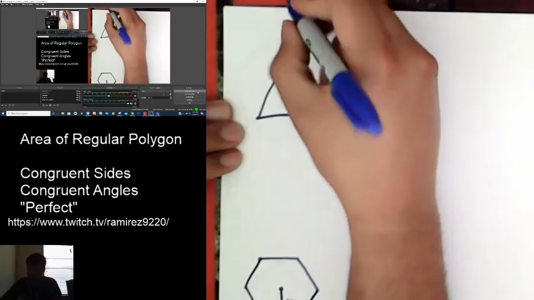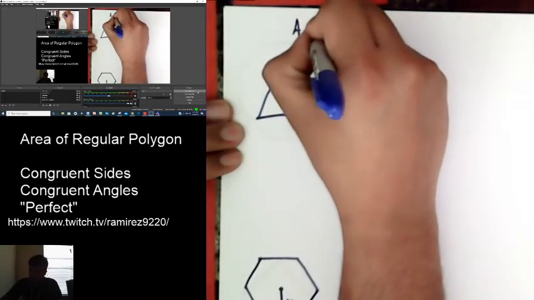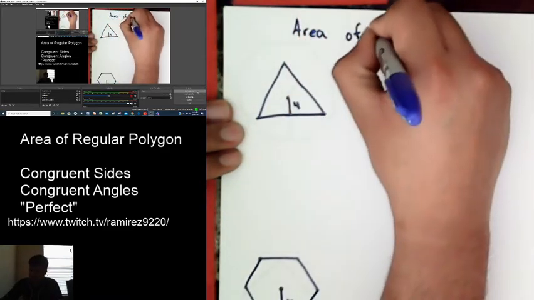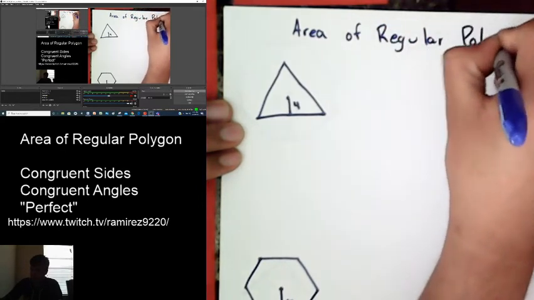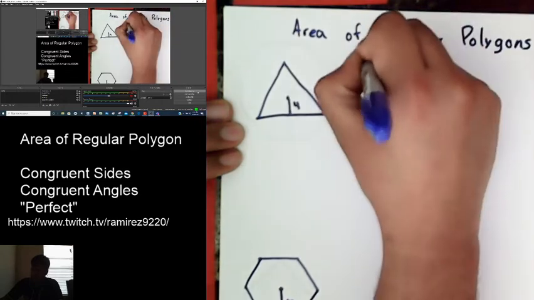Part 3 here. Area of regular polygons. This is part 3.